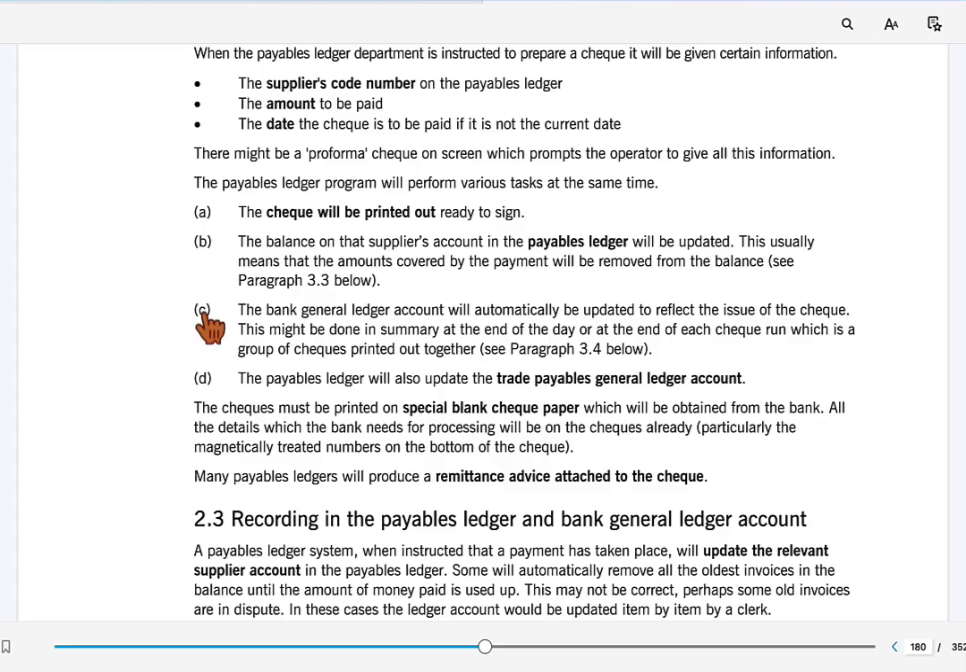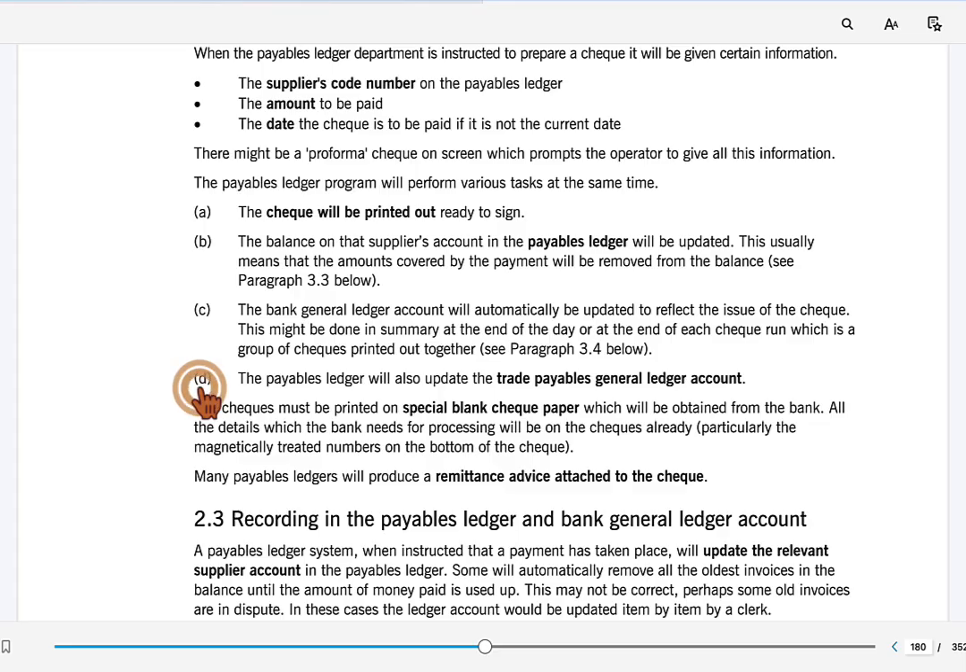Automatic Task 3. The bank general ledger account is updated. This is very important. As soon as the system records that a check has been issued, it updates bank in the general ledger. So bank decreases immediately. This is because accounting records payments when they are made, not when the supplier cashes the check. So even if the check has not gone through the bank yet, the business still treats it as a payment made, because the check has been issued and sent.